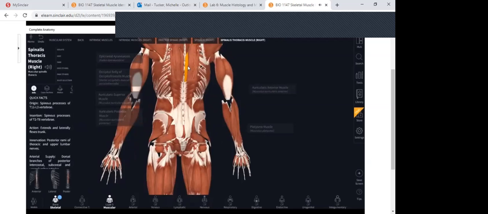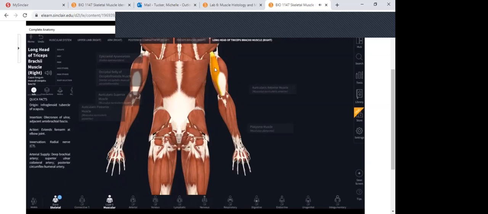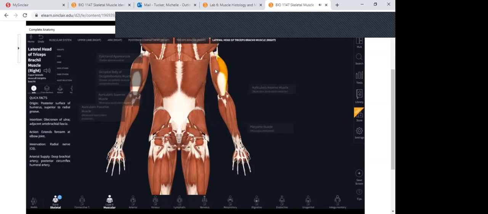We also have a group of deep muscles called the erector spinae group that is responsible for extending the trunk. This group is made up of spinalis and longissimus. So this group together is called erector spinae. On the back of the arm, we have triceps brachii, which is responsible for extending the arm as well as extending the forearm.